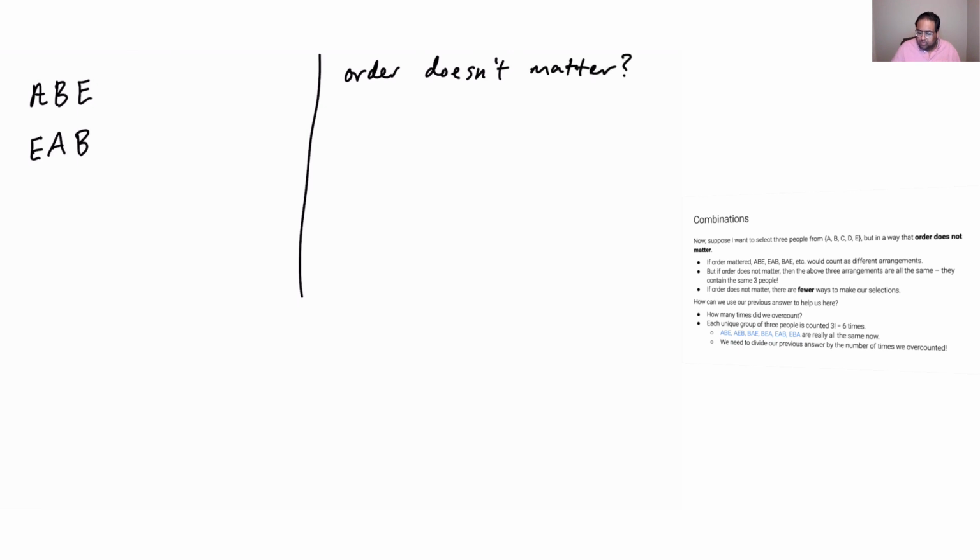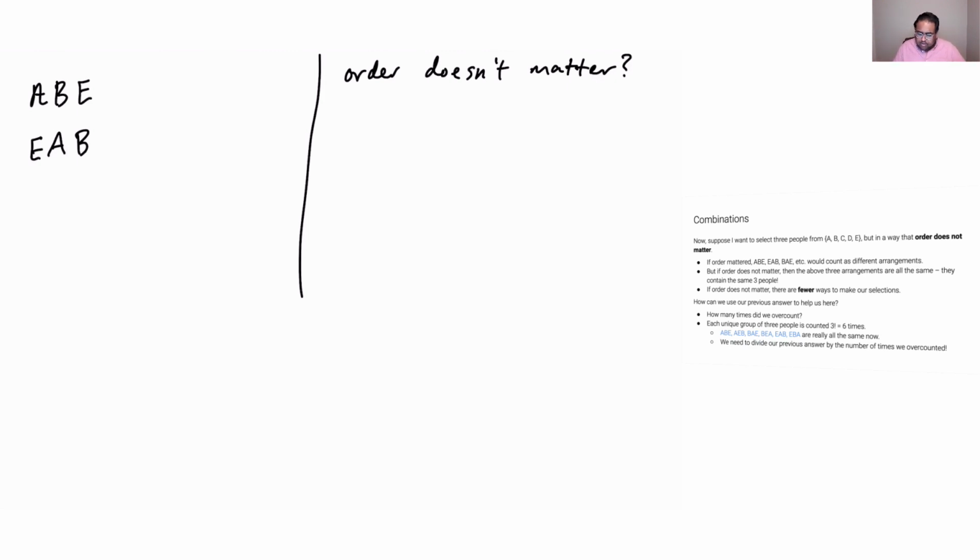Well, what I mean by that is, suppose I have one ordering of my people, which is A, B, E, and another ordering of my people, which might be E, A, B. In the previous calculation that we just did, these count as different arrangements. Sure, they happen to have the same people in them, but they're ordered differently, and so they count as different arrangements. What if we instead want order to not matter? So what if instead all we care about is the number of different unique combinations of 3 people I can make from my group of 5 people?